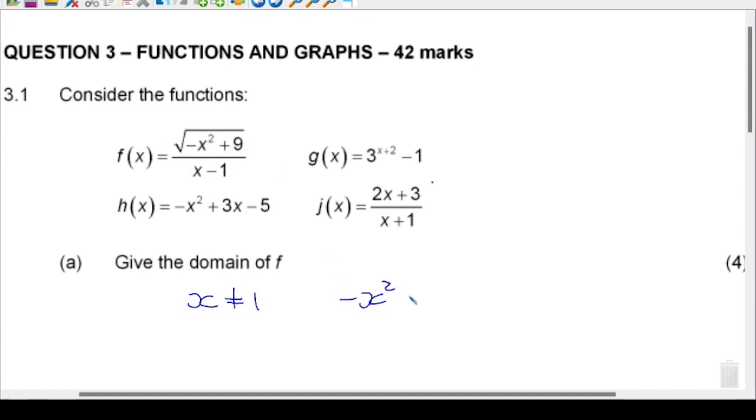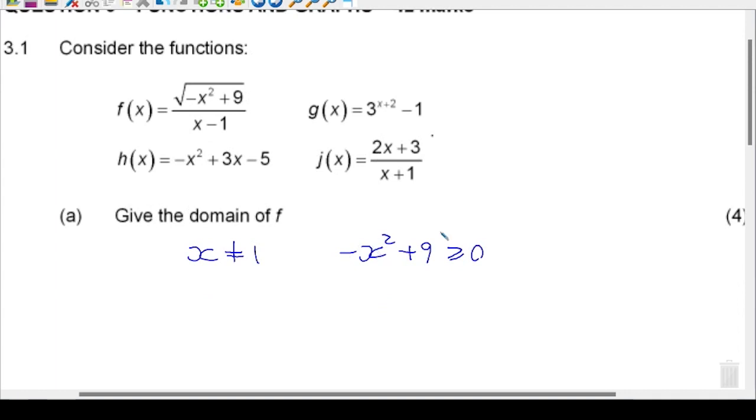Now let's look. We need the stuff inside the root sign, the negative x squared plus 9. We need that to be bigger than or equal to 0. This is a quadratic inequality.